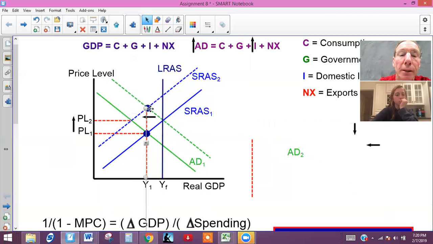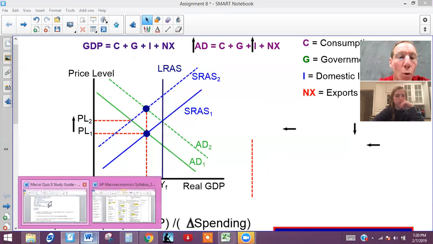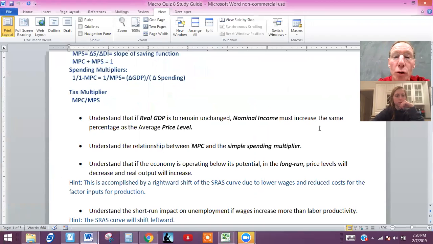That would happen if nominal income went up the same percentage as price level, or you could also think about it as having the same shift to the right of aggregate demand as the initial left shift of aggregate supply. Does all that make sense? Is that good with that? So that just helps you understand why this is true.